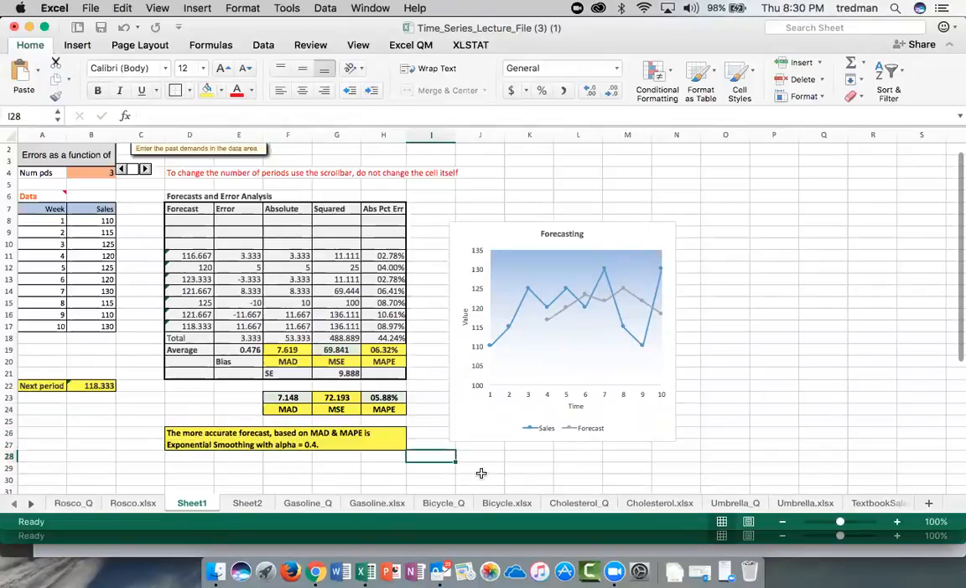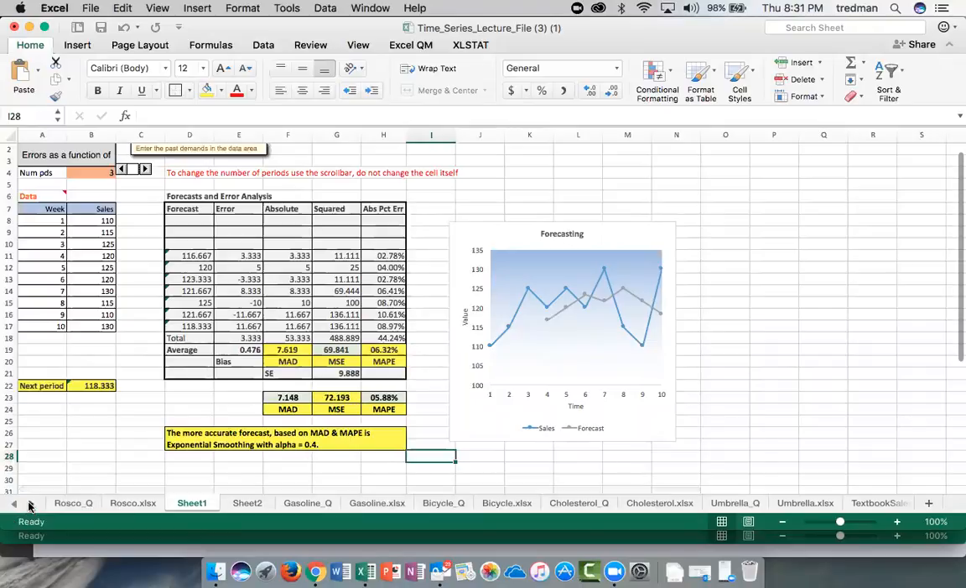So you'll have a problem where you have to make a comparison like that. That's what you base it on, which has the smaller magnitude of the forecast accuracy measures.